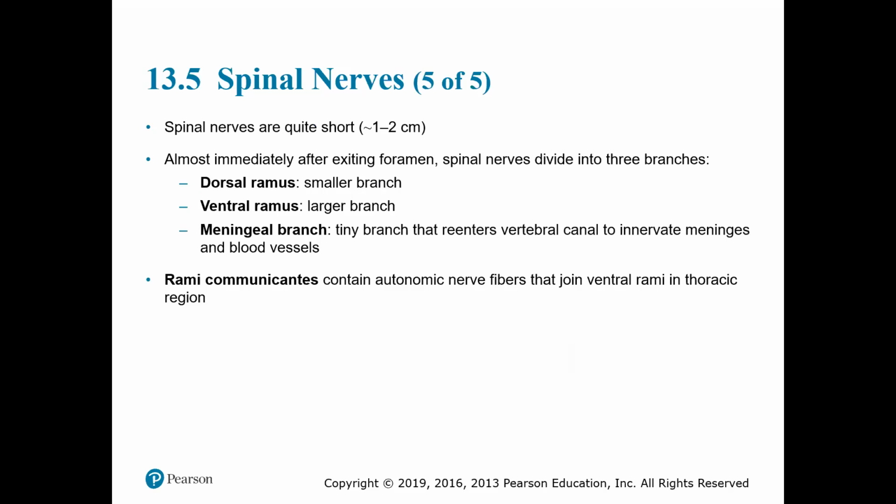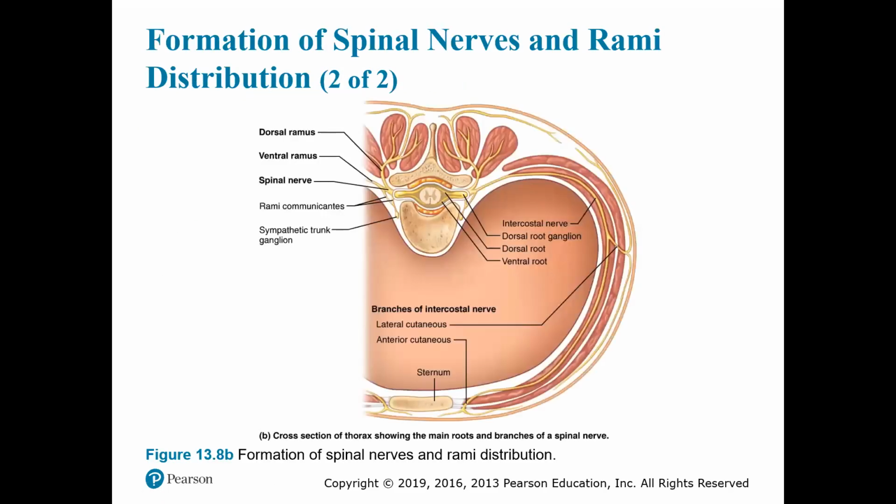Spinal nerves have a dorsal and ventral ramus and a meningeal branch. I'm not going to go that far in lab. And there are the rami communicantes. This is all visual, nuts and bolts, just showing you the branches.